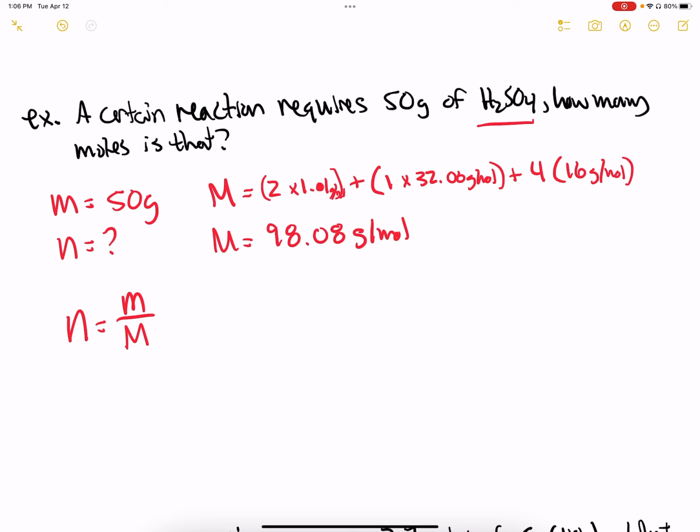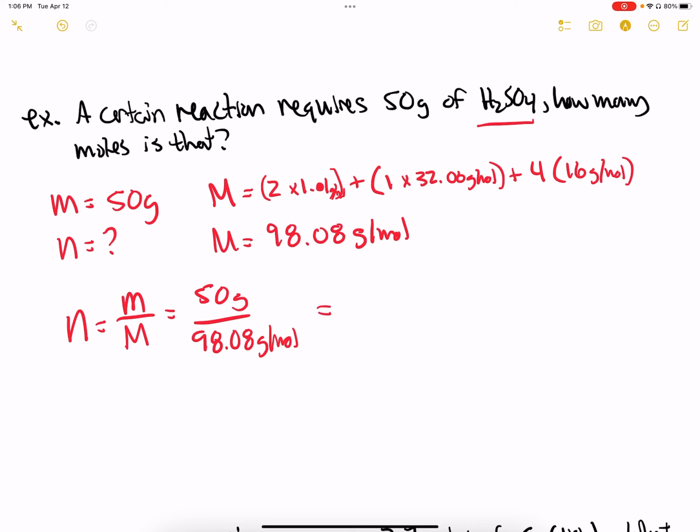which is the little m over big M formula. And note here, before you do any math, you should just think about this, that you have 50 grams of this chemical and you want to know how many moles that is. Well, if you understand that molar mass tells you how much a mole weighs, and you've less than that, you only have 50 grams, not 98.08 grams, then we should expect a number less than 1 for our number of moles.